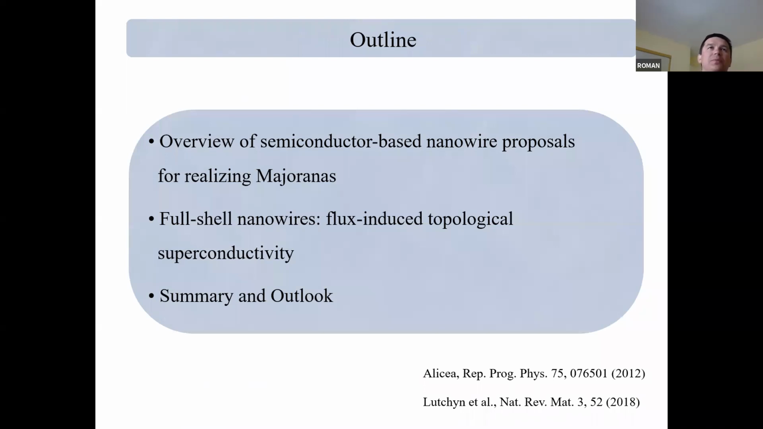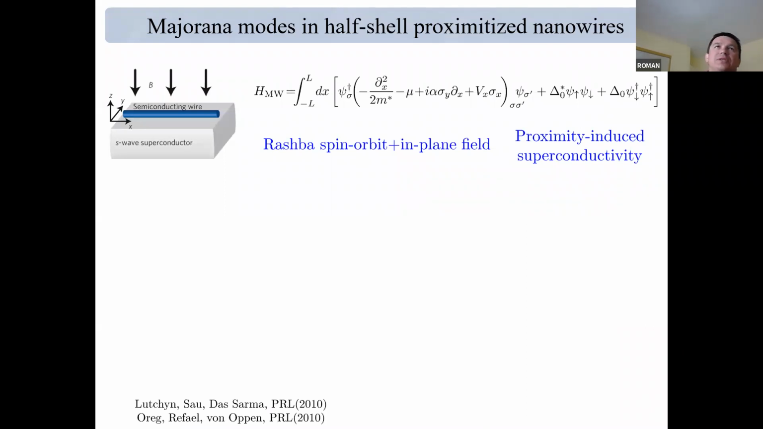Before jumping into the main subject today, I wanted to give you an overview and start with a brief introduction. Let me start with this idea that goes back to 2010, how to realize Majorana zero energy states and topological superconductivity in proximitized nanowires. This model Hamiltonian is very simple. It just corresponds to a semiconductor nanowire with spin orbit coupling. Alpha is the spin orbit coupling strength, V is the Zeeman coupling, and delta is the proximity-induced pairing.